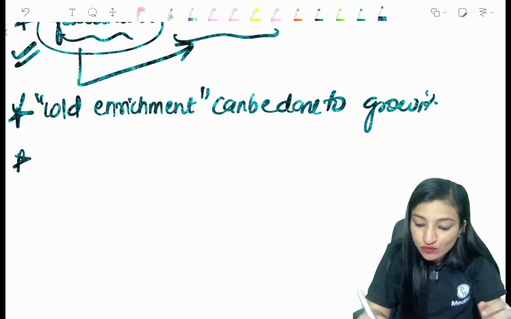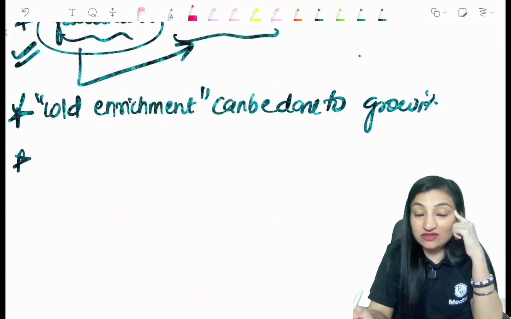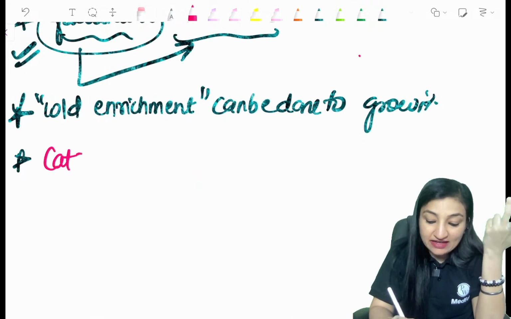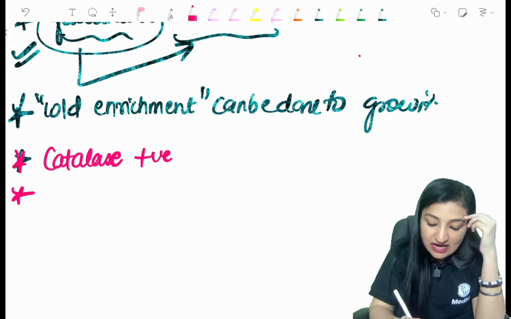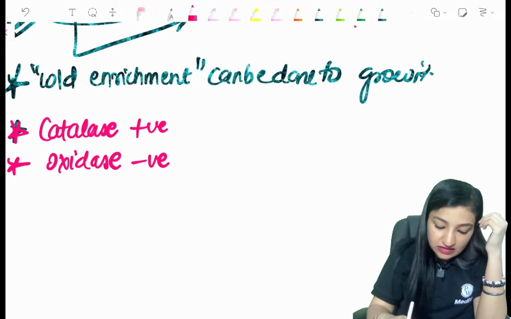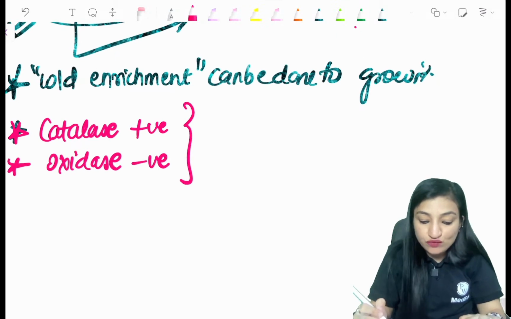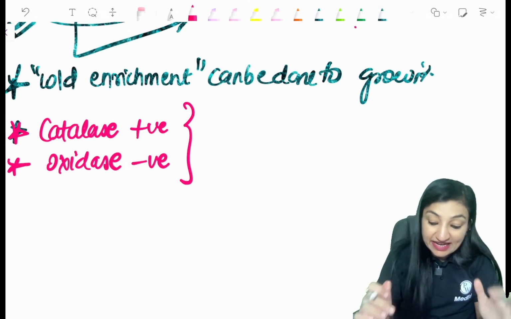Then how can we forget the two very important enzymes when we learn about different bacteria, that is catalase and oxidase. So guys, this fellow is catalase positive and oxidase negative. Okay, and please remember these two features, catalase positivity and oxidase negativity.